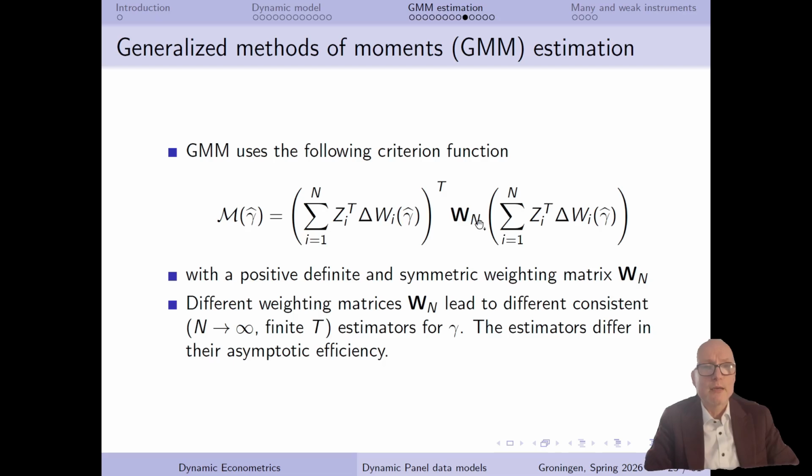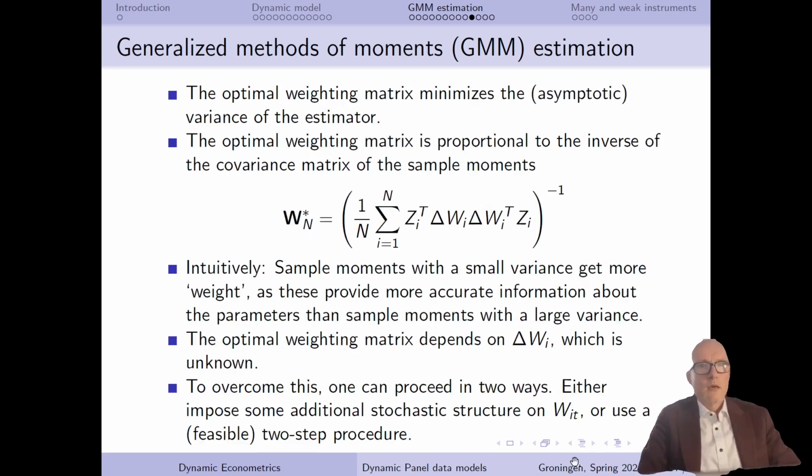And that implies that for any positive definite and symmetric weighing matrix that we are going to use, we are going to get a consistent estimator for gamma, but they will actually be different. And these estimators are going to be different in terms of their asymptotic efficiency. Now, an important question that arises is, if we could use different values of Wn, the weighing matrix, which matrix should we then choose?